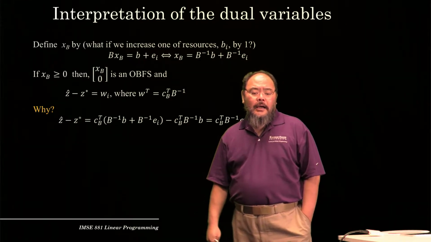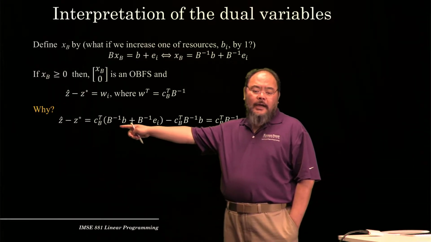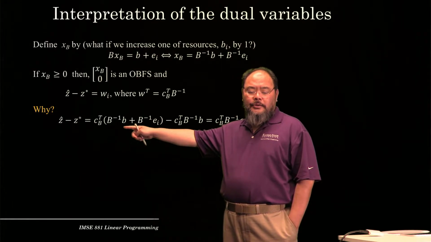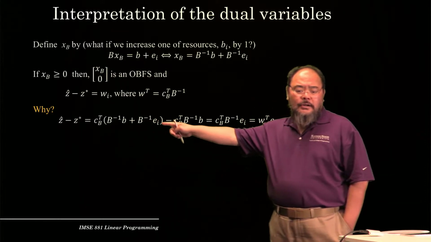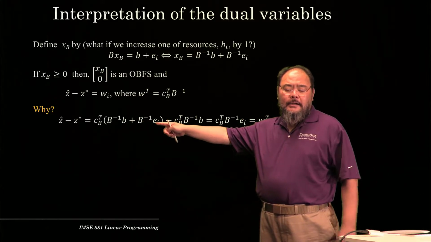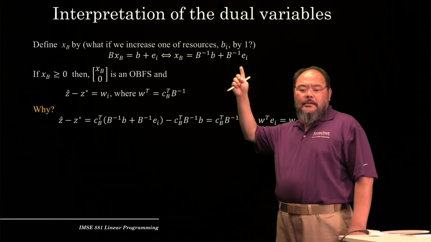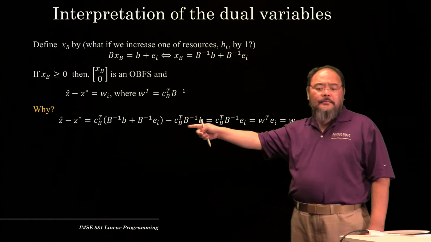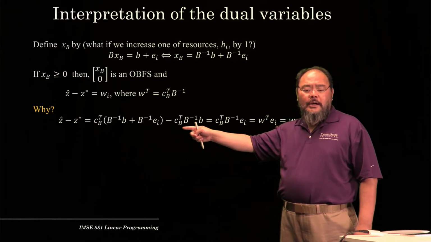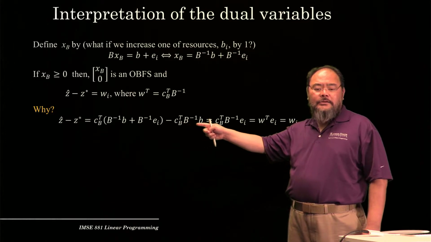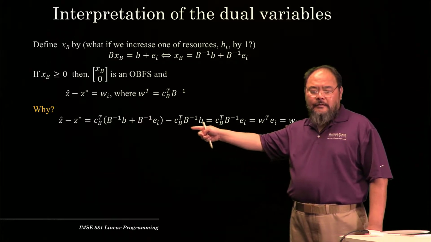Look at Z hat minus Z star equals C_B transpose times X_B. X_B equals B inverse times (b plus 1 unit of b_i), so b_i is going to be increased by 1. So it equals B inverse times e_i. We have that right here, okay? That's the current solution, and also minus C_B transpose times B inverse times b. This is the original optimal objective function value.